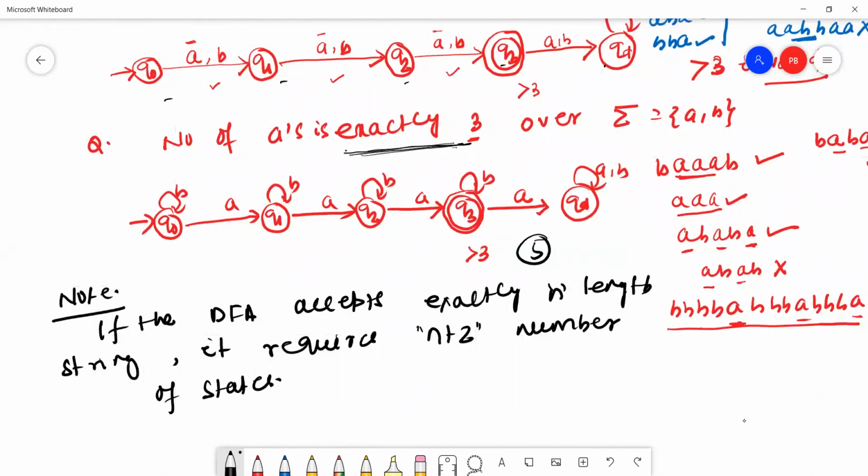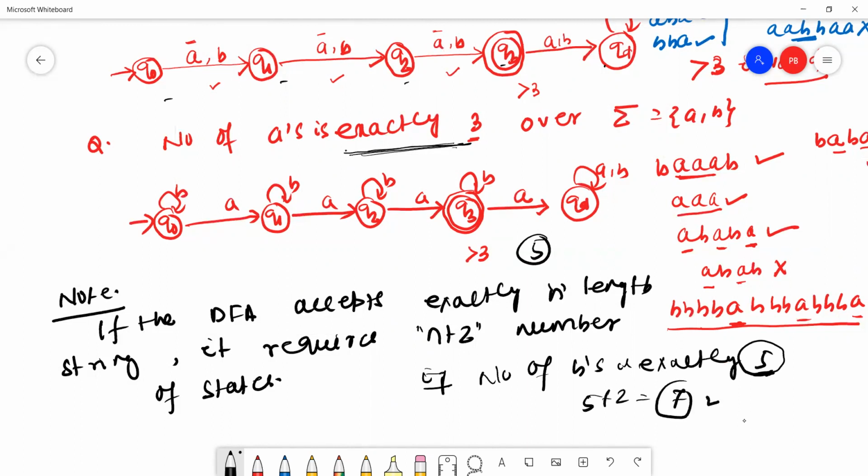Suppose, for example, the number of b's is exactly 5. So how many states will be required? Total number of states equals 5 plus 2 equals 7 states will be required. Hope all of you understand. Then we will go to the next question.